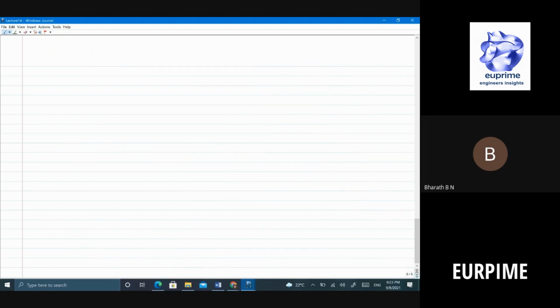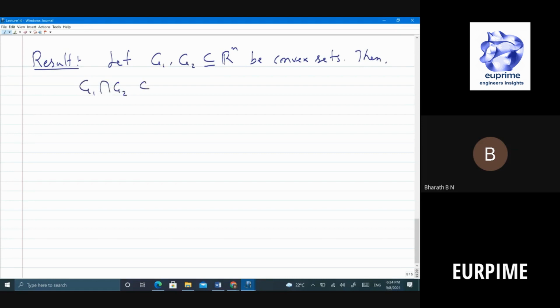Okay. Now, another small result. If I take two convex sets, let C1, C2, subset of Rn, be convex sets. Okay, I have two convex sets. Then what can you say about C1 intersection C2? Of course, this is a subset of Rn. Is this a convex set? Let's verify, right? So how do you prove this?